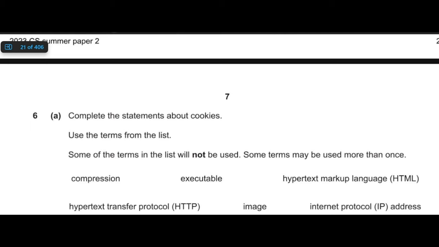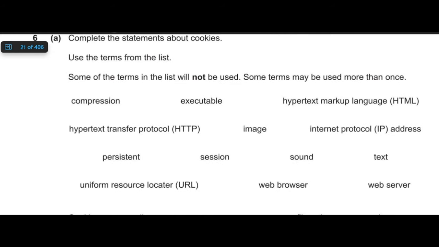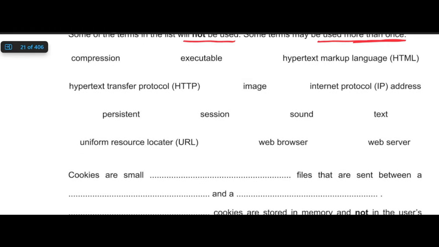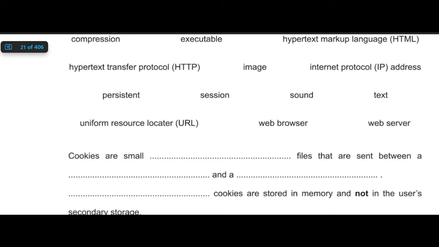Question number 6. Complete the statement about cookies. Use the terms from the list. Some of the terms in the list will not be used. Some terms may be used more than once. This is the information and these are the key terms. We have compression, executable, HTML, HTTPS, image, LSC. Start from here. Cookies are small text files. This one, we can write the text here.